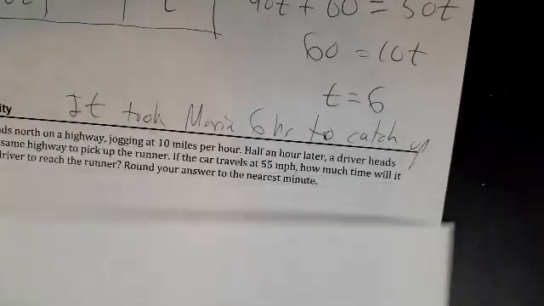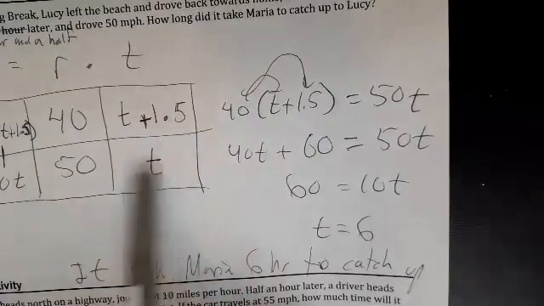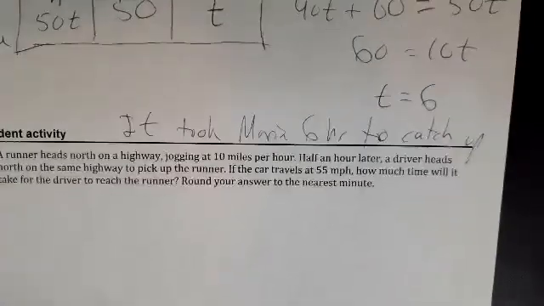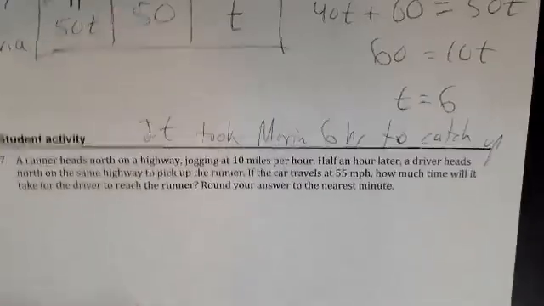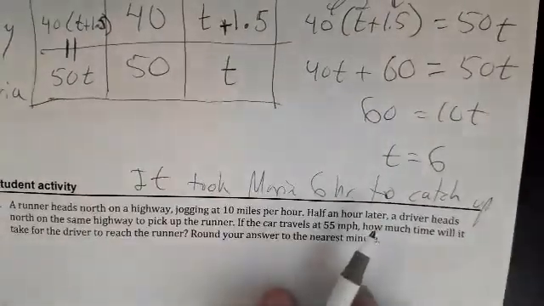So there are other ways you could set this up. If you let Lucy's time be t, this would have to be like t minus 1.5. That's another way you could do it, but you'd have to remember how you define your variables. A little bit at that, maybe if I asked you, it took Maria 6 hours to catch up.